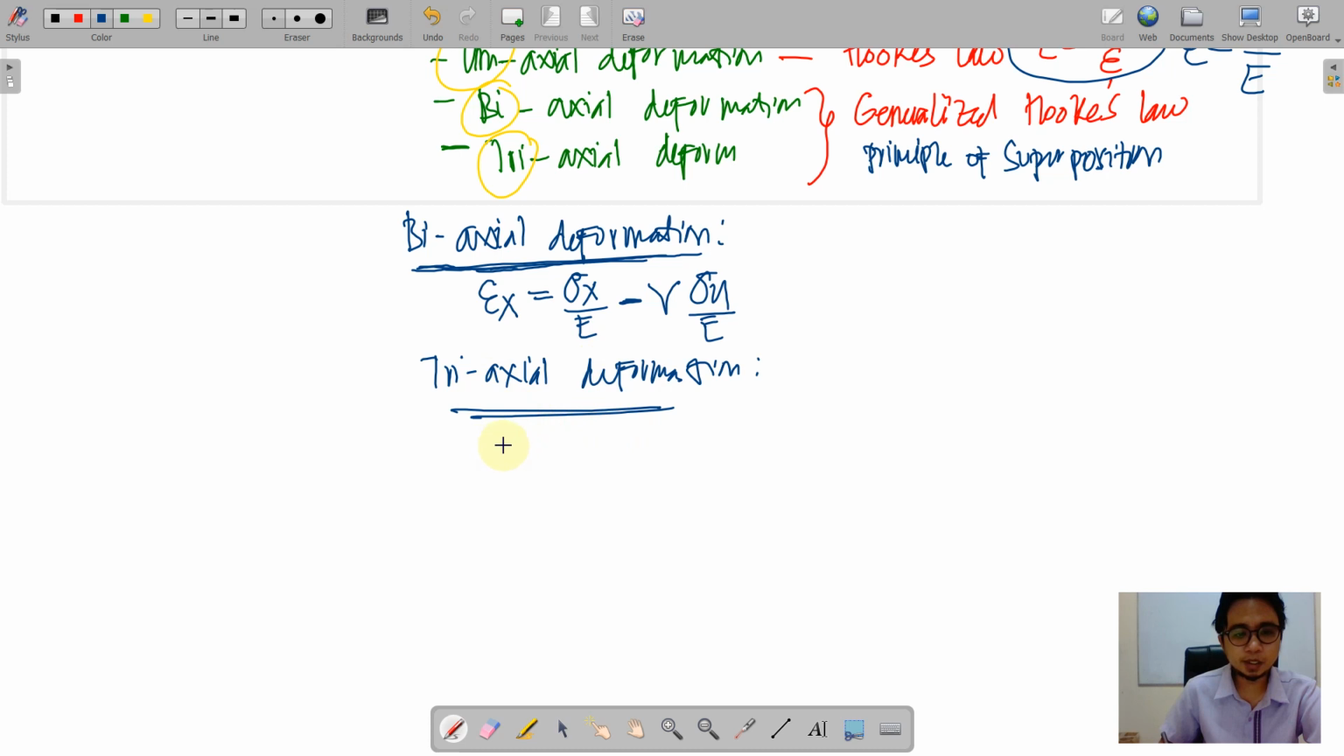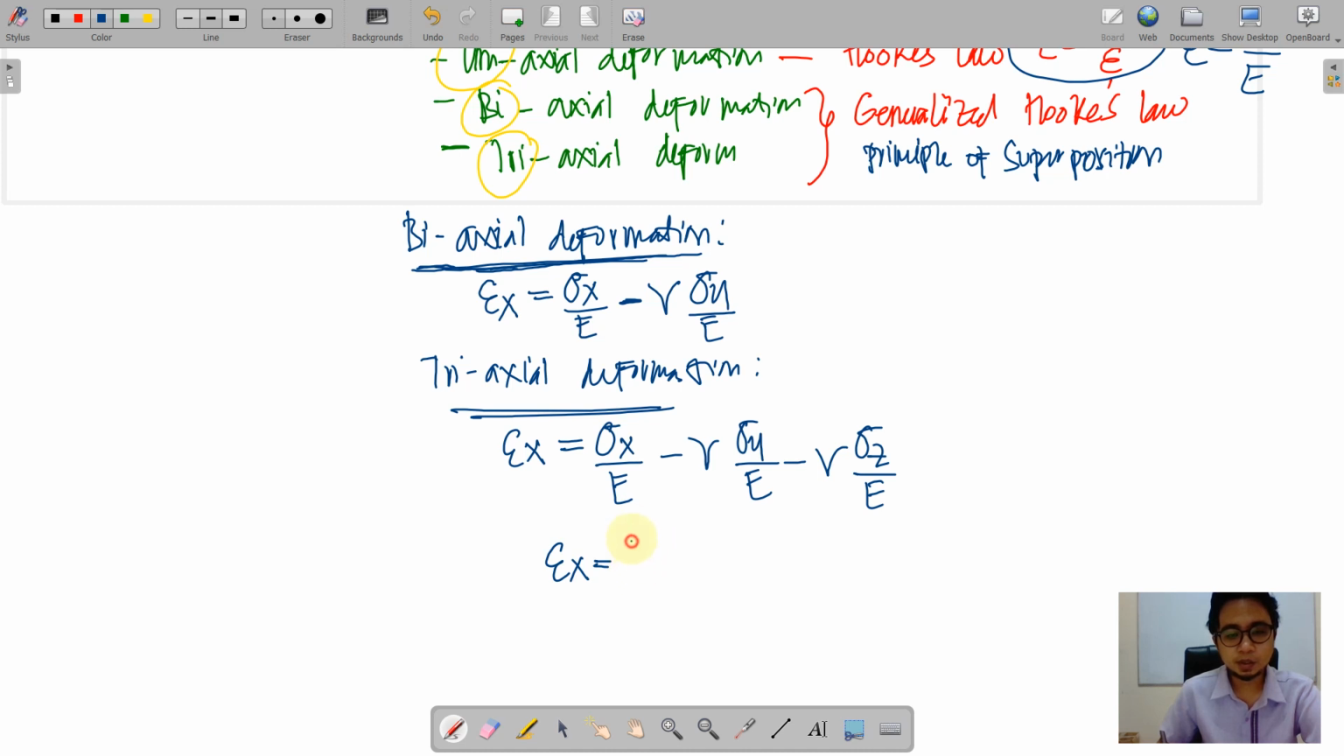Again, we will just select a longitudinal direction here, say x. The strain at x is just equal to the strain at x, less Poisson's ratio times the strain at Y, less Poisson's ratio times the strain at Z. So if we are going to simplify that one, then we can bring out the modulus of elasticity.